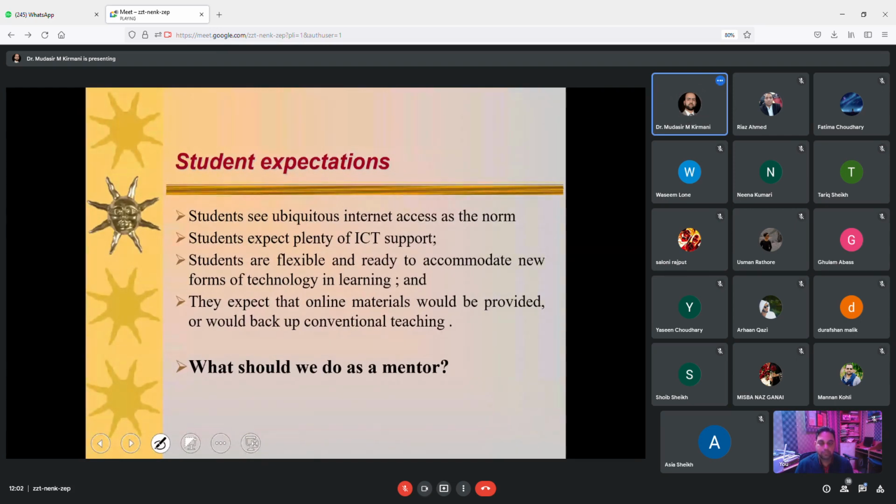Students are flexible and ready to accommodate new forms of technology in learning. That's a positive point as far as the current scenario is concerned. And one more attribute which I have seen personally with respect to the last 2-3 years is that all students, whenever you interact with them, expect that a good number of online resources are given to them. But if you are having 60 participants in a session and you give them a good number of online resources, out of 60, there are only 5 to 6 who go through those online resources, and when they come prepared, they learn a lot.